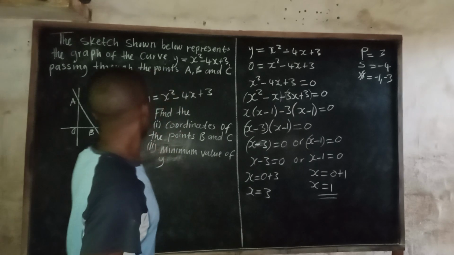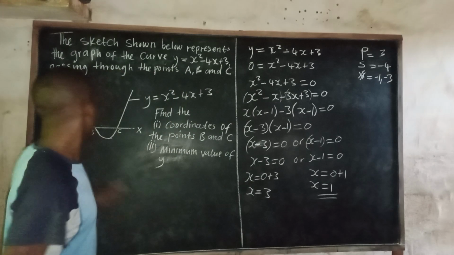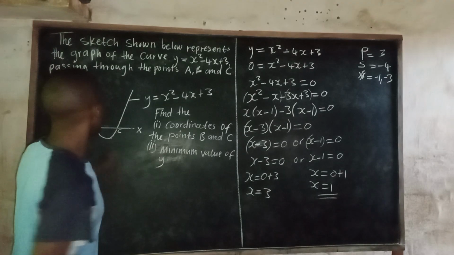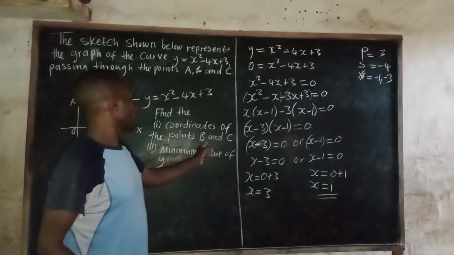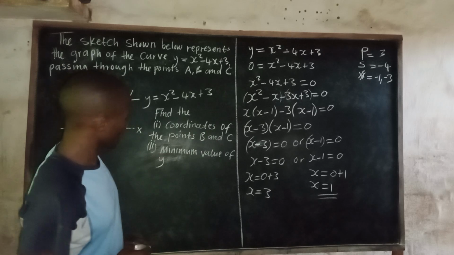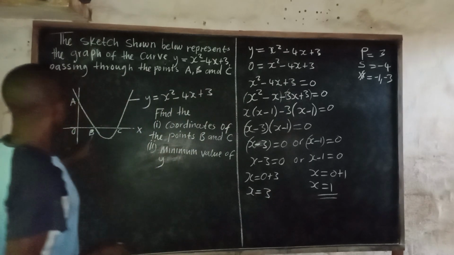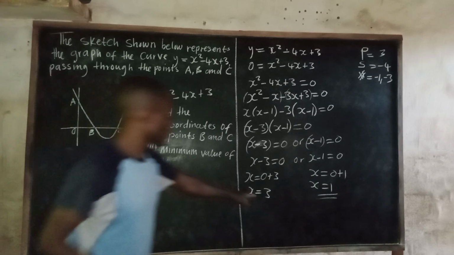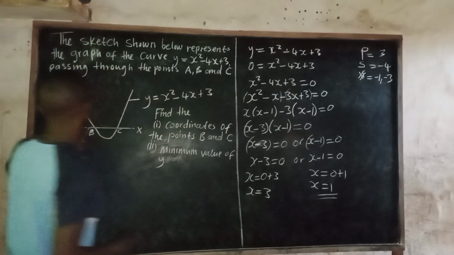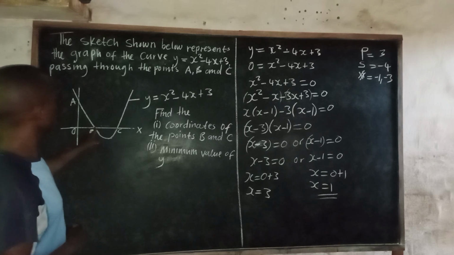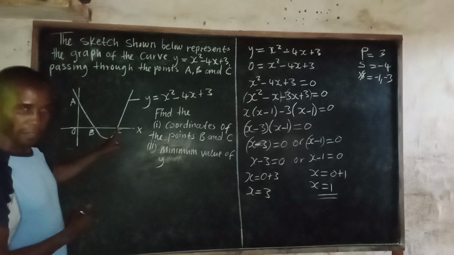Now we get back to the graph that we are given. Between these two, which one is going to be our B and which one is going to be our C according to the question? Because they are saying find the coordinates of B and C. Our C is going to be 3 because it's the bigger number. When you're coming from here, the first number is 1, so B is 1. Then C, that is for x, is 3.